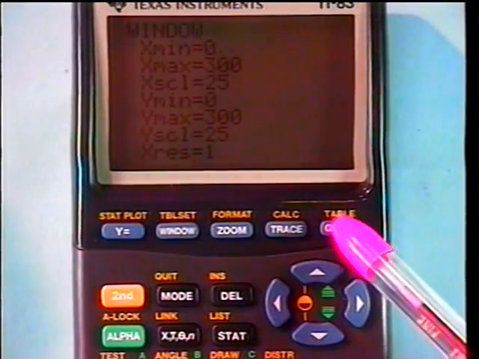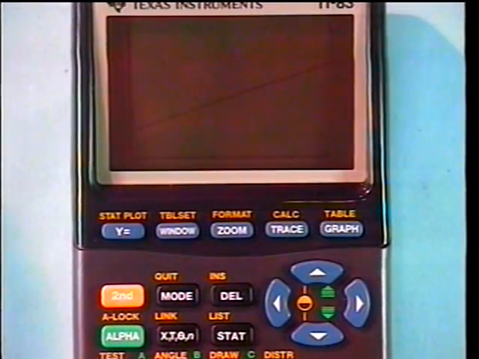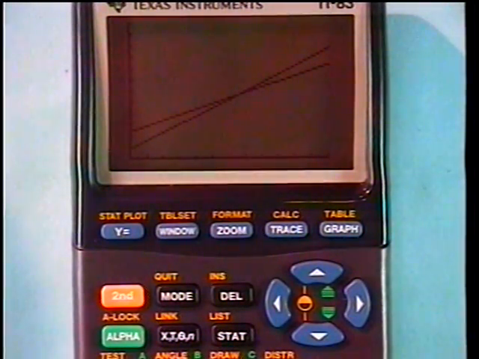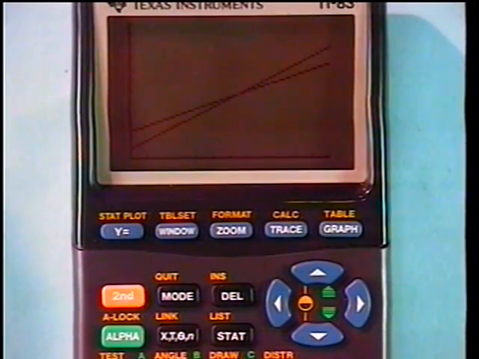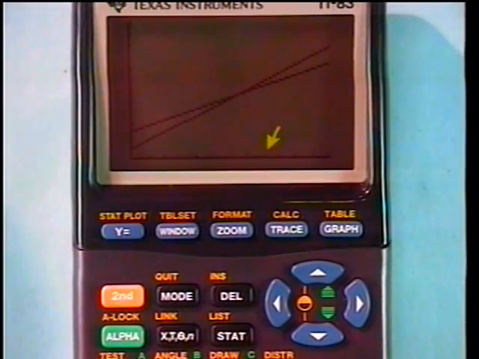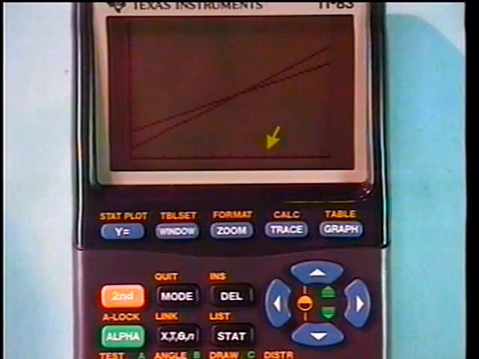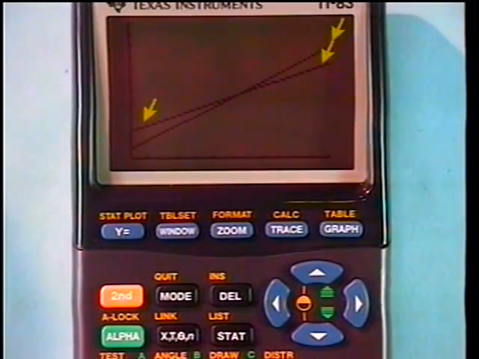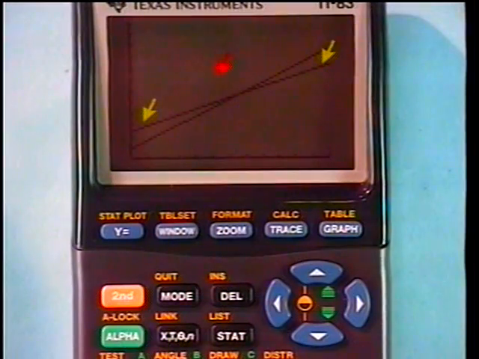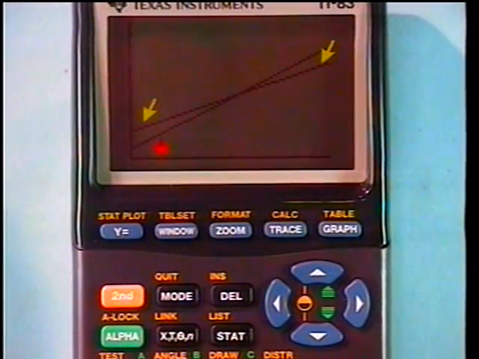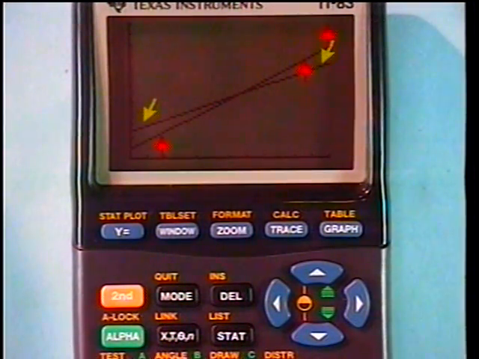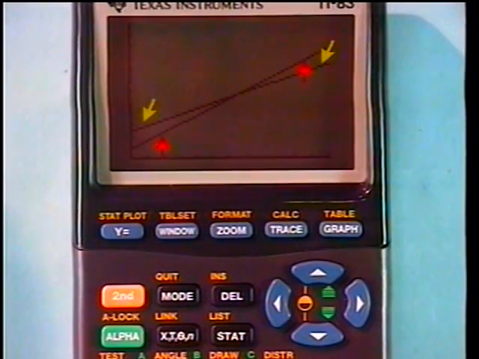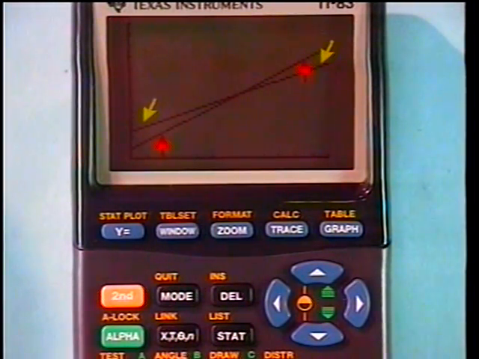Now from here, simply hit graph. And you should see that Flower Power came in first, and Roses Are Red came in second. The calculator has generated the two lines that represent our functions entered for Flower Power and Roses Are Red. The Flower Power lines extend from here to here. The Roses Are Red lines extend from here to here. If you'll notice, our Flower Power line came in first. Our Roses Are Red line came in second. I've got Roses Are Red marked in red and Flower Power marked in yellow.